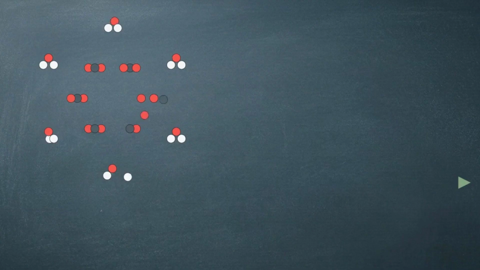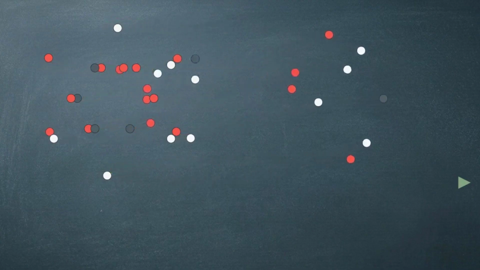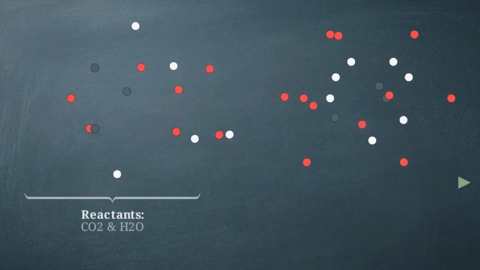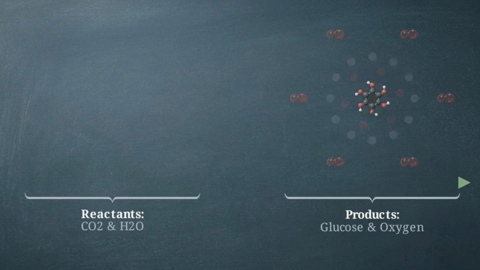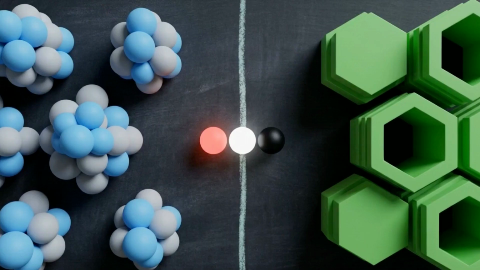A chemical reaction is a process where substances interact by breaking apart and rearranging bonds to form different substances. These starting materials, called reactants, include carbon dioxide and water. The new substances produced are called products, which for the plant are glucose and oxygen. While the reactants and products have completely different physical properties, they are built from the exact same pool of original elements: carbon, oxygen, and hydrogen.